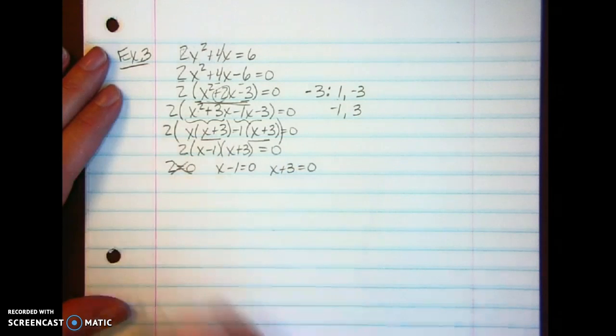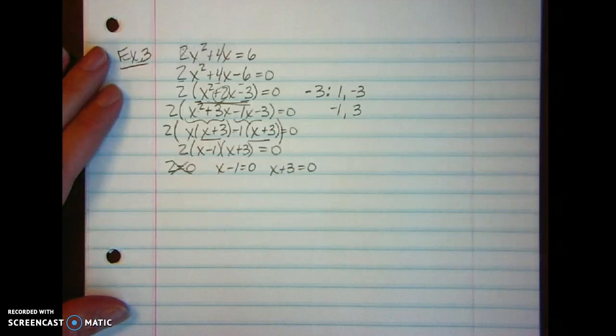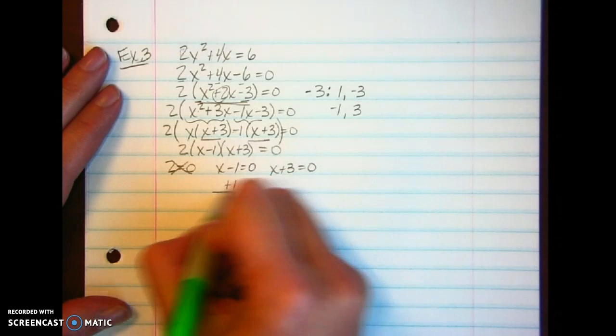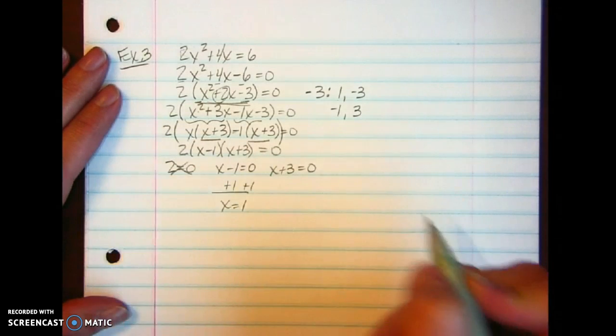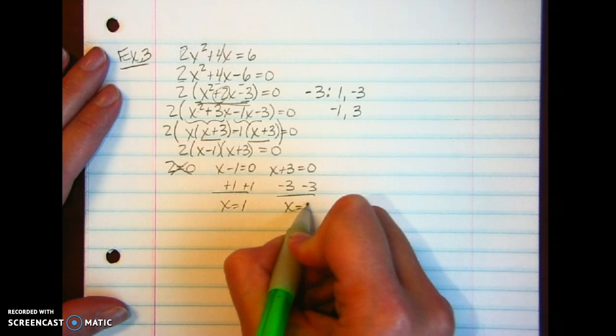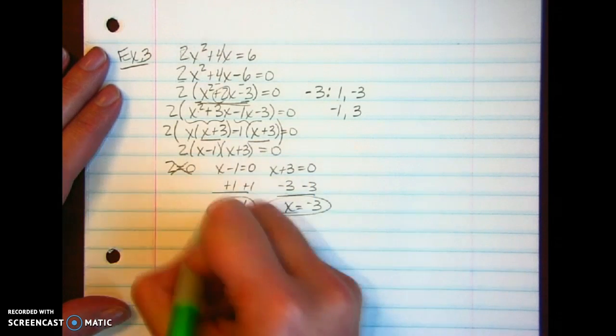Well, 2 cannot possibly equal 0. That's a false statement. It's an extraneous solution. It means your algebra was correct, but it doesn't work when you go back and plug it in. I have x minus 1 equals 0, so I add 1 to both sides, and x equals 1. Here I can subtract 3 from both sides, and x is negative 3.